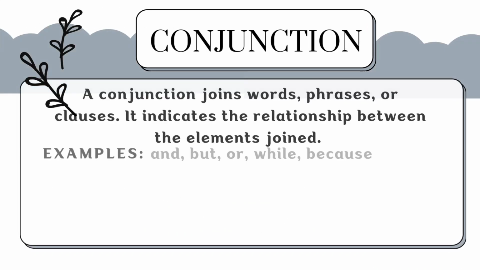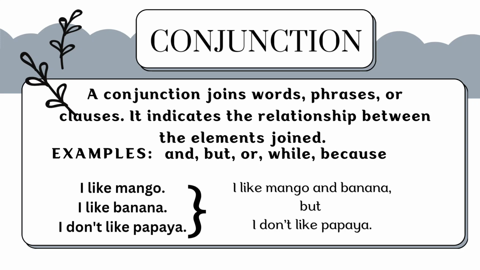Conjunction. A conjunction joins words, phrases, or clauses. It indicates the relationship between the elements joined. Now see the sentences. I like mango. I like banana. I don't like papaya. Instead of writing 3 sentences, by using conjunctions we can write them in a single sentence: I like mango and banana, but I don't like papaya.